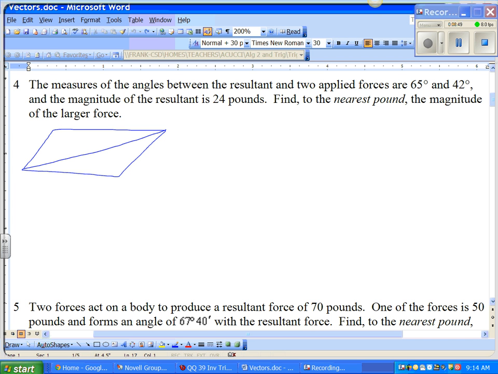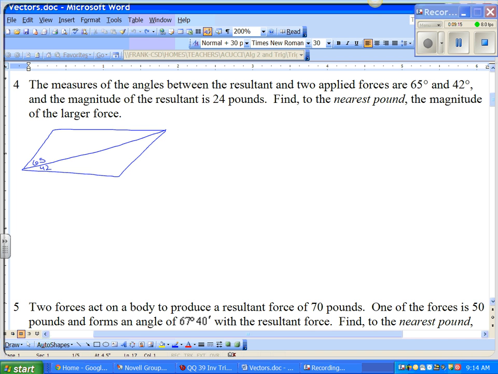Okay, so what do we know? What has it already given us to start? It's giving us the angles, 65 and 42. Where are we going to put those? I got you. So this is going to be 65, and this is going to be 42, okay, good.